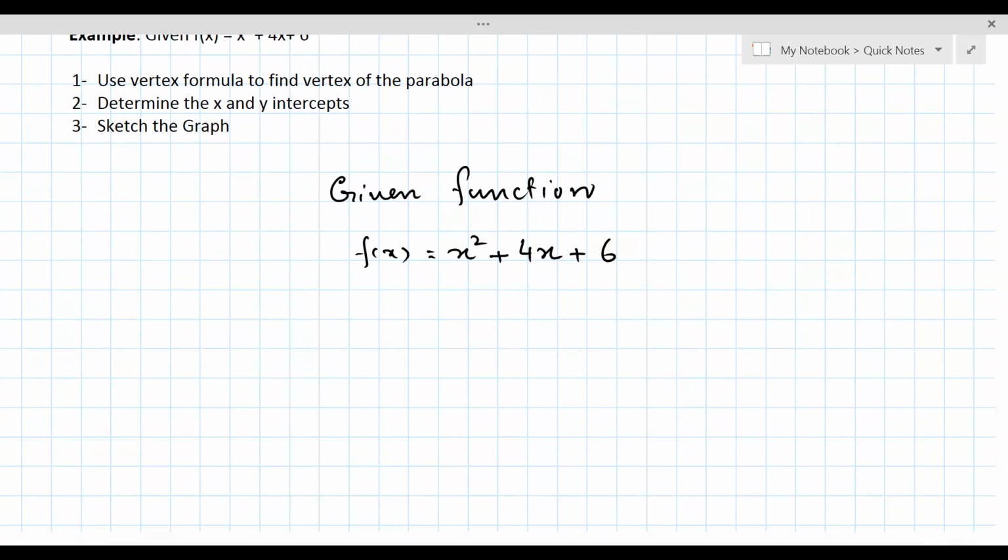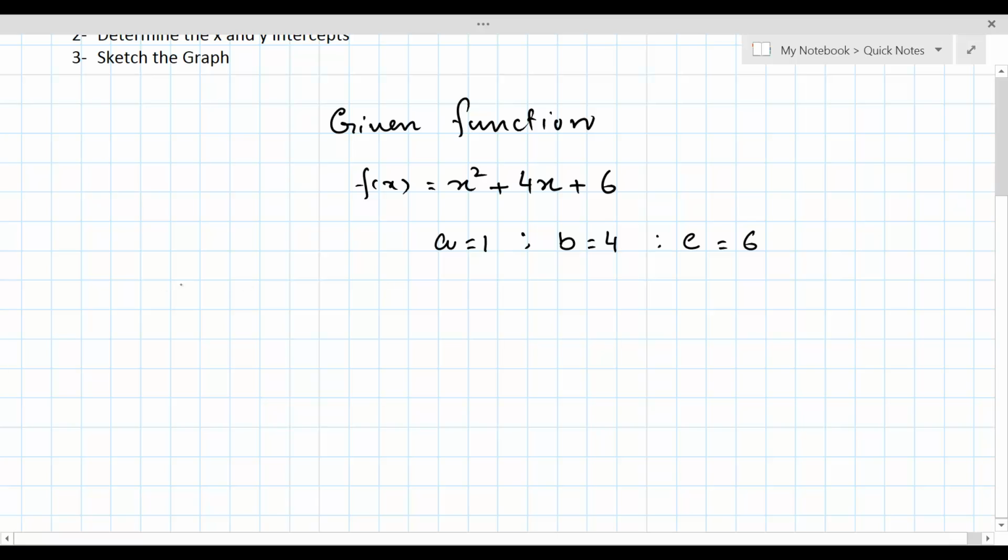Now for this function, a is the coefficient of x squared, so a is equal to 1, b is equal to 4, which is the coefficient of x, and c is equal to the constant, that is plus 6. Now the vertex is equal to minus b over 2a, comma, 4ac minus b squared over 4a.